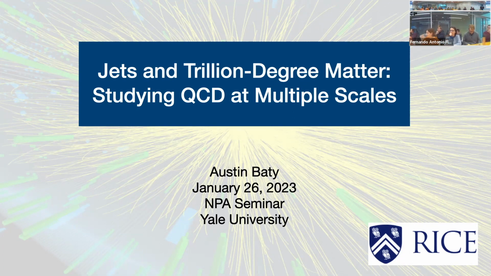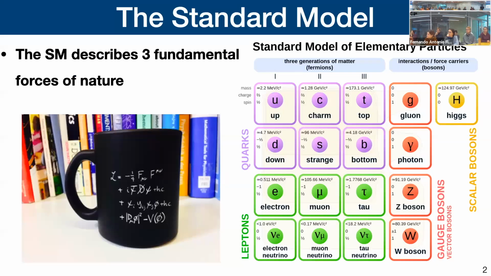So as Helen said, I'm going to be talking about jets and trillion-degree matter, and in particular, how we can use them to study QCD at multiple scales. So I'm going to start with the standard model. The standard model is our theory that describes three of the four fundamental forces of nature. It essentially describes how these particles shown here all interact with each other in order to create most of the phenomena that we observe in everyday life.